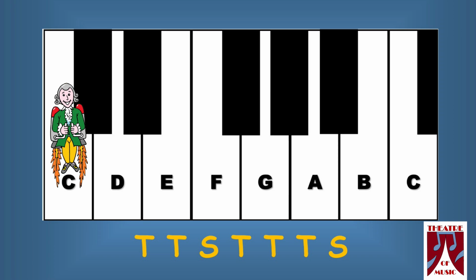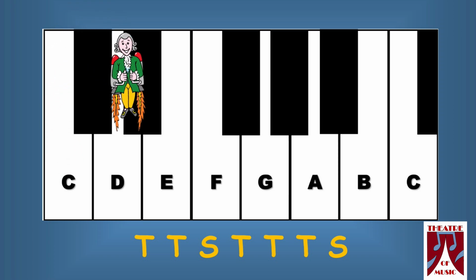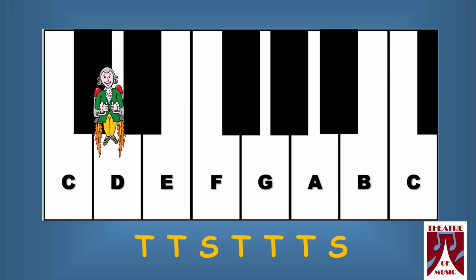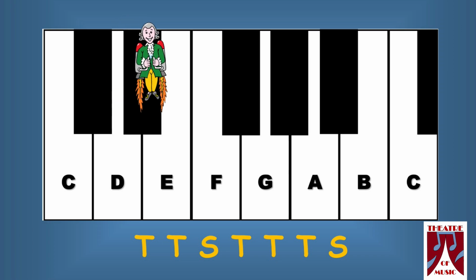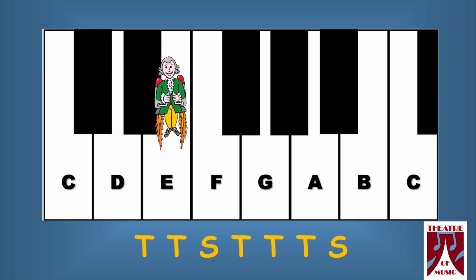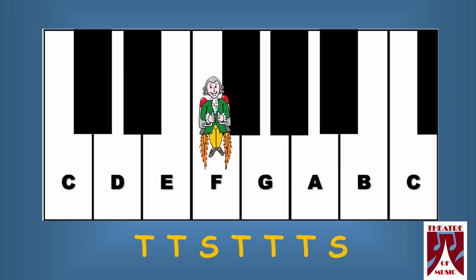So we start on C, and we travel a tone up. A tone up from C is D. We then move another tone up, this time starting on the D, and we land on E. So we're now on E, and we need to move a semitone. A semitone up from E is F.